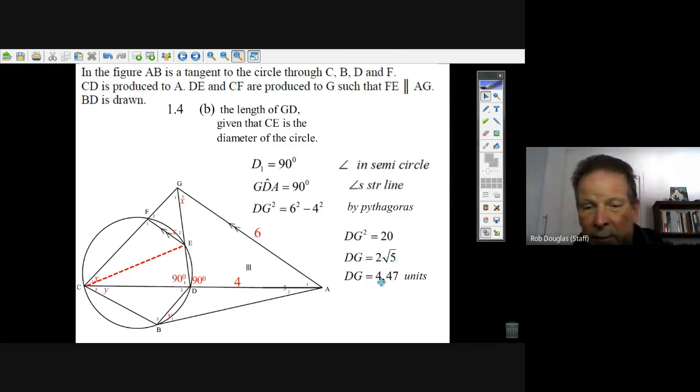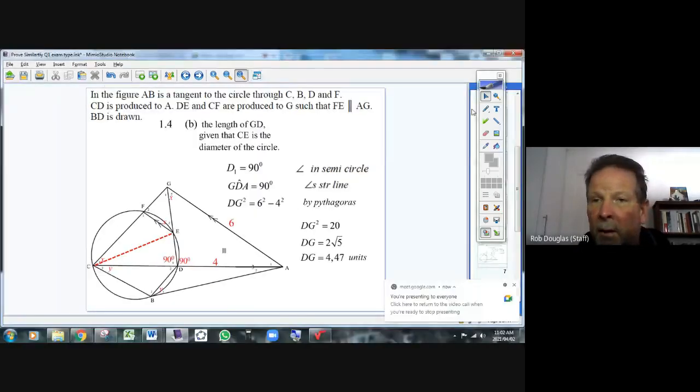My calculator tells me it's 4.47. And they like you to put units on there. They've talked about units all the way along. Okay, some of that was pretty challenging, and you might want to go over it really carefully, and even try it again yourself sometime. Put it away for a couple of days and come back and say, can I do this question now? It would be good practice if you did. Okay.